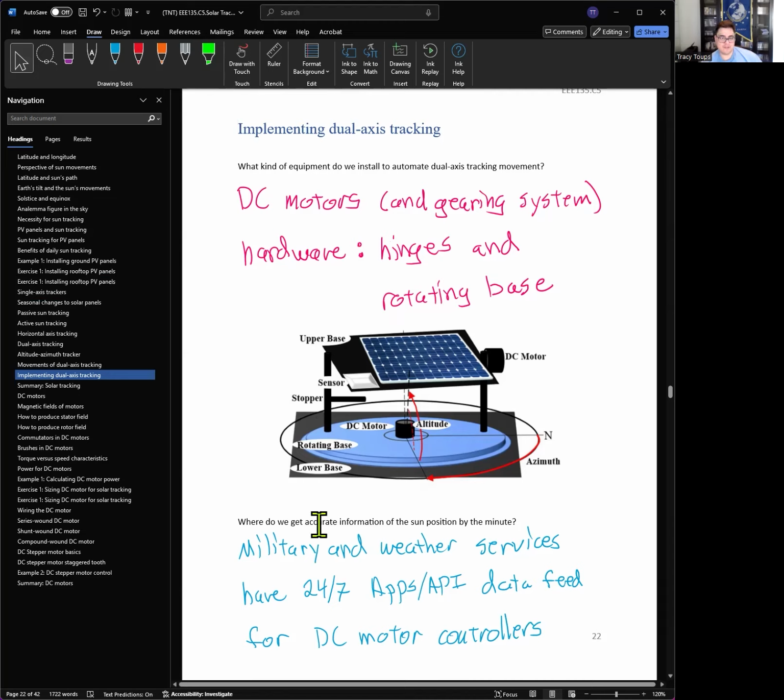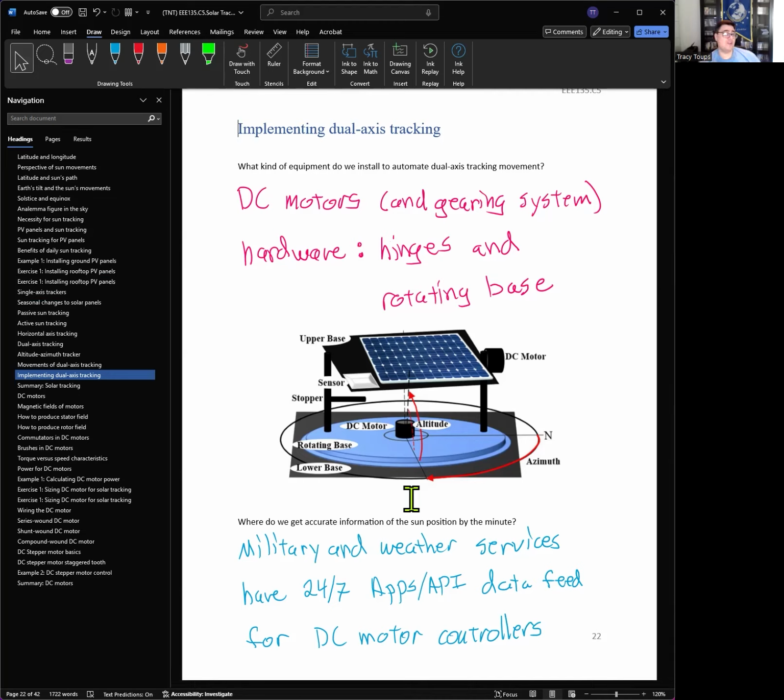Where do we get the accurate information for sun positions? That's also the big question. We do not do it on our own. It's too complicated. Military and weather services typically have 24/7 apps and API data feeds that you can get from the National Weather Service and plug into a DC motor. So the DC motor is literally just going to get two angles, and it's going to do its own thing and then realign to that angle.